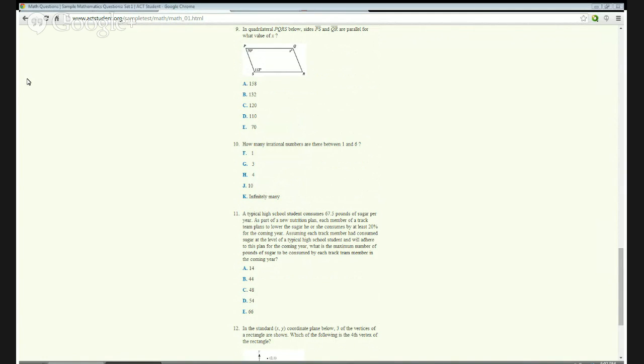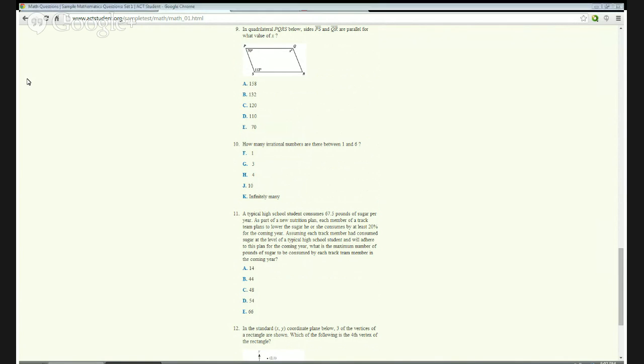Assuming each track member had consumed sugar at the level of a typical high school student and will adhere to the plan for the coming year, what is the maximum number of pounds of sugar to be consumed by each track team member in the coming year? So again, it's probably going to take you longer to read this problem than to do the math, but unfortunately you do need to read the whole problem so you know exactly what it's asking you to solve for. So here we're just going to do a percentage problem.